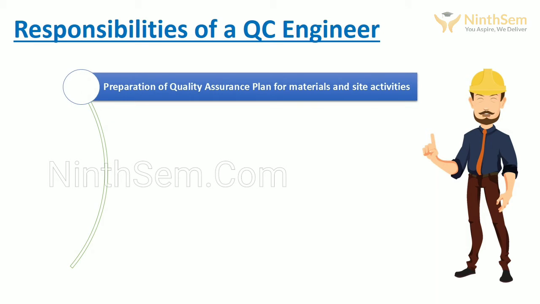The first responsibility of a quality control engineer is the preparation of a quality assurance plan for materials and site activities. For the purpose of quality control, there is a need to prepare a quality assurance plan for basic material. A quality assurance plan can be defined as a set of protocols which need to be followed in relation with the raw material from the moment it is ordered to the moment it is consumed at site. QAP for basic material includes inspection plan, identification of specifications and codes to be followed.